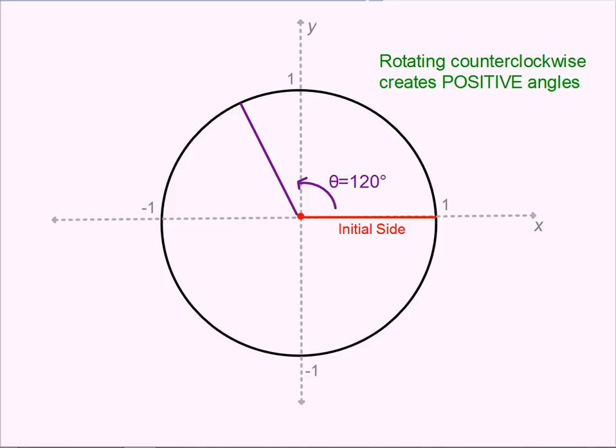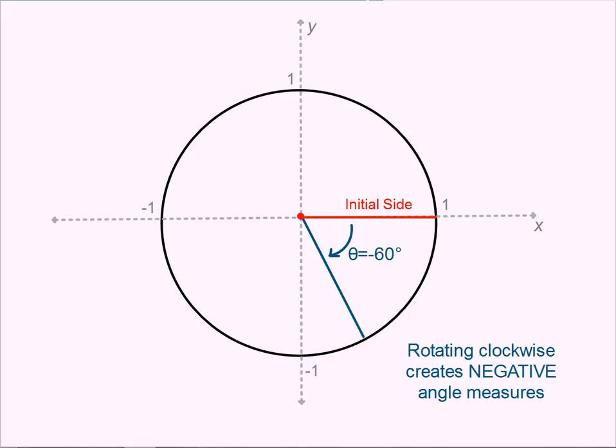Going in a counterclockwise rotation creates a positive angle measure. So like this angle, that's about 120 degrees. If my arrow indicates that I went in a clockwise direction, though, that's going to create a negative angle measure. So this angle, simply because the direction of the arrow is pointing clockwise, this is going to be negative 60 degrees.